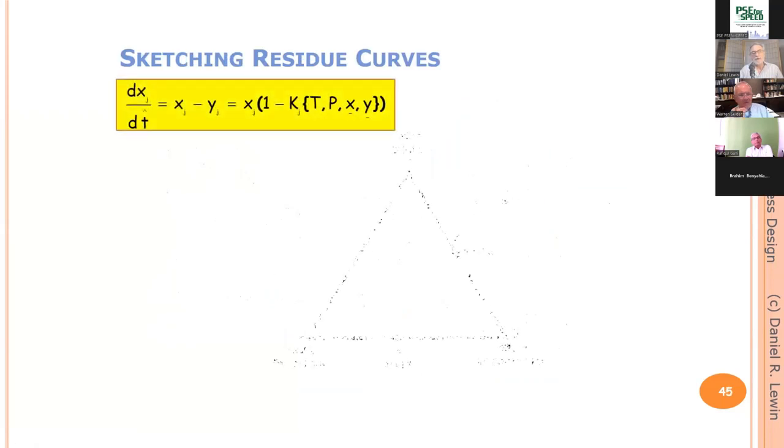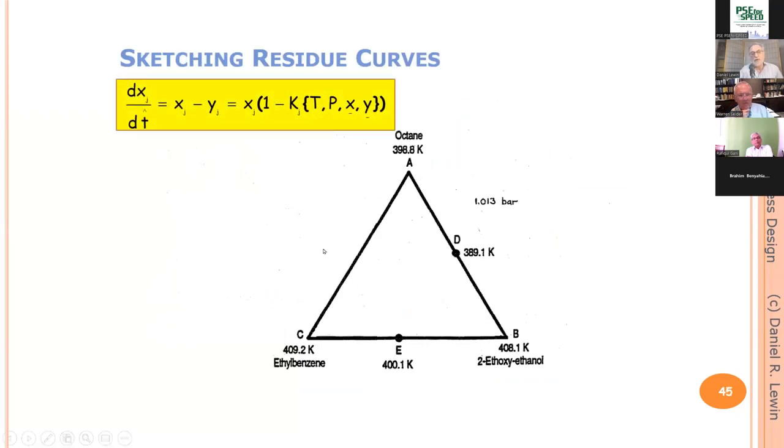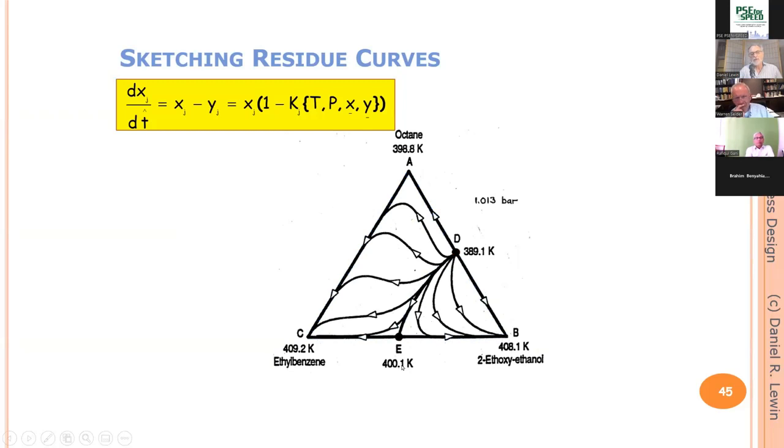Meaning that typically they will be given a system involving, let's say, 3 components, where in this example, we see here 2 binary azeotropes at points E and D. The sketching involves first defining the distillation boundary, then sketching the boundaries from the lowest to the highest temperature, just tracing the directions according to that, and then sketching internal residue curves according to that picture.